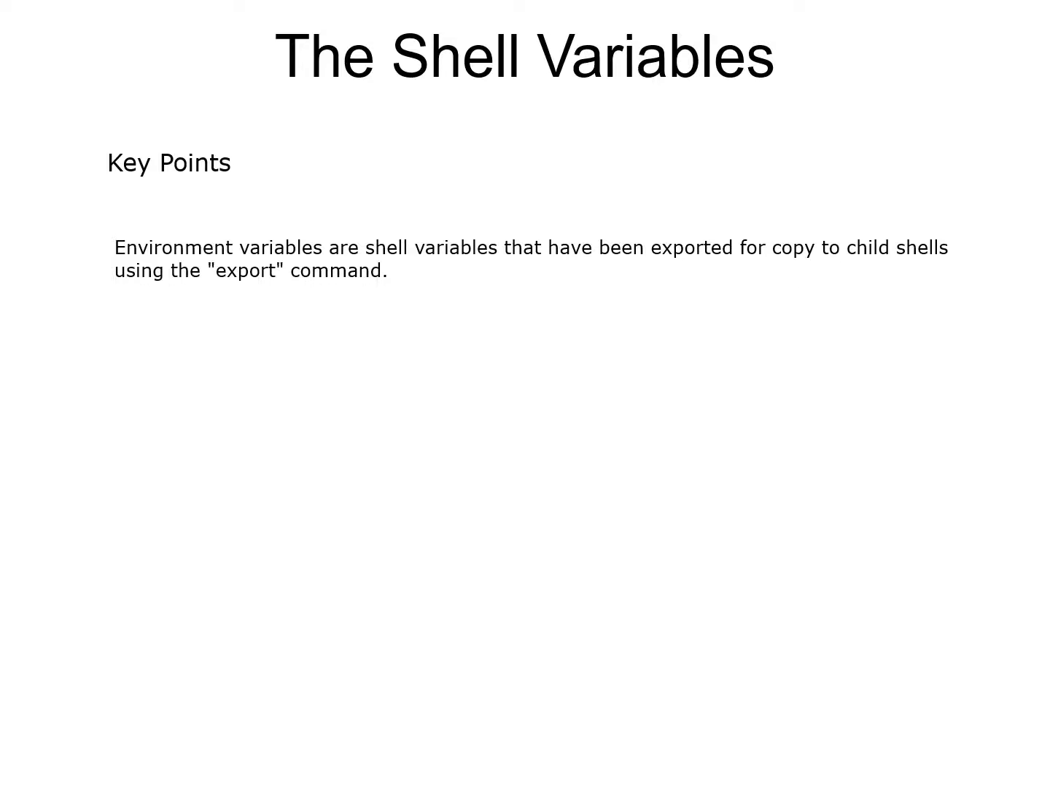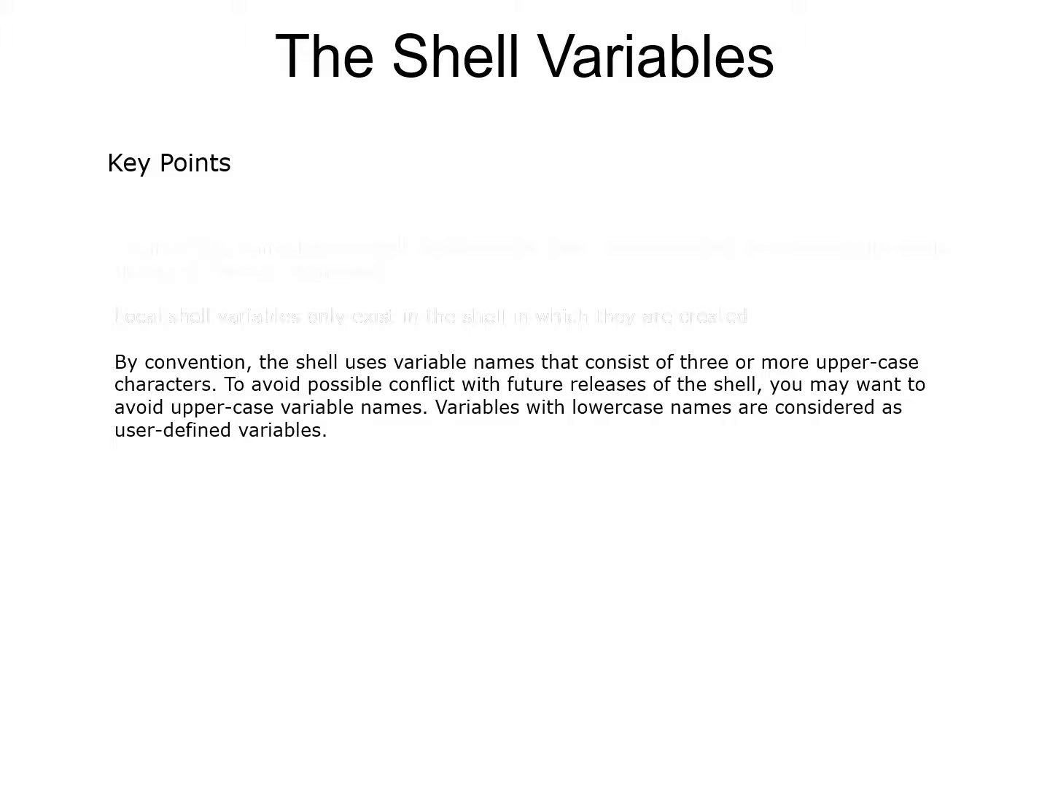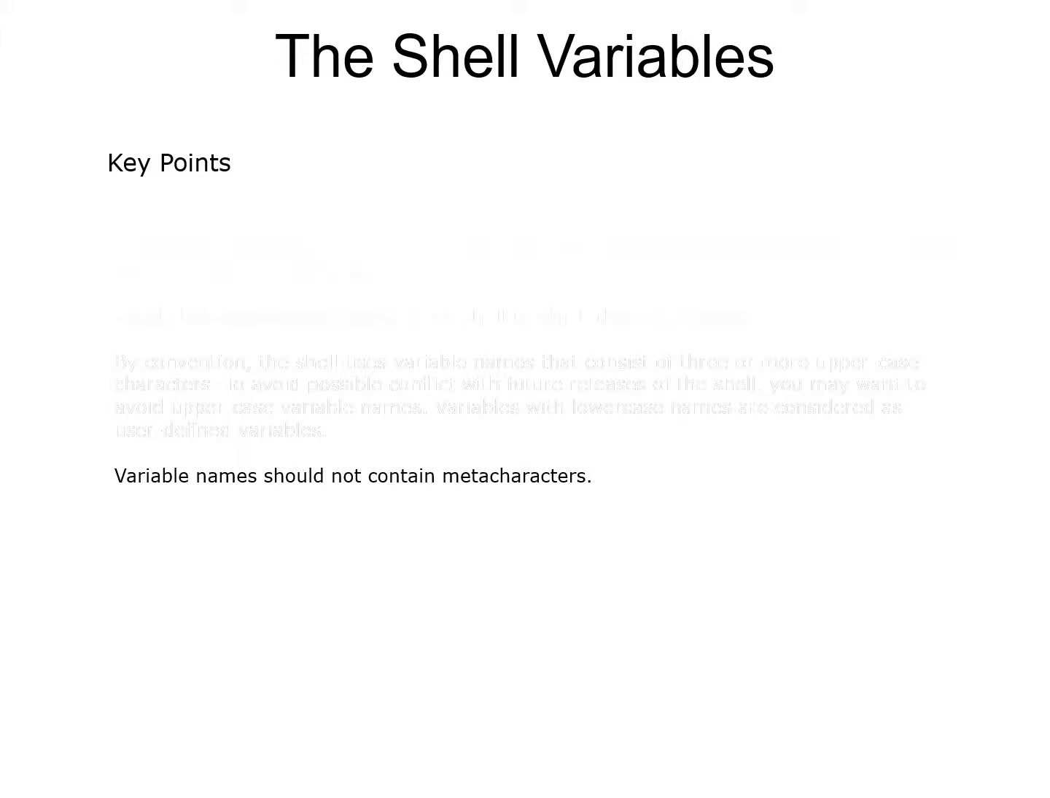By contrast, the locally defined shell variables would only exist in the shell in which they are created. By convention, the shell uses variable names that consist of 3 or more uppercase characters. To avoid possible conflict with future releases of the shell, you may want to avoid uppercase variable names. On the other hand, variables with lowercase names are considered user-defined variables. Variable names should not contain meta characters.